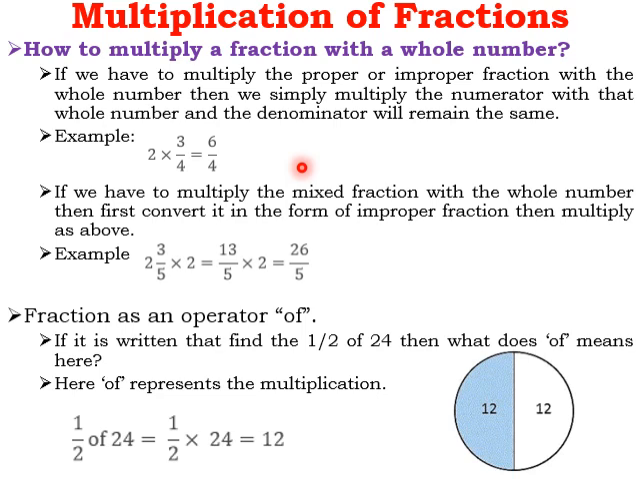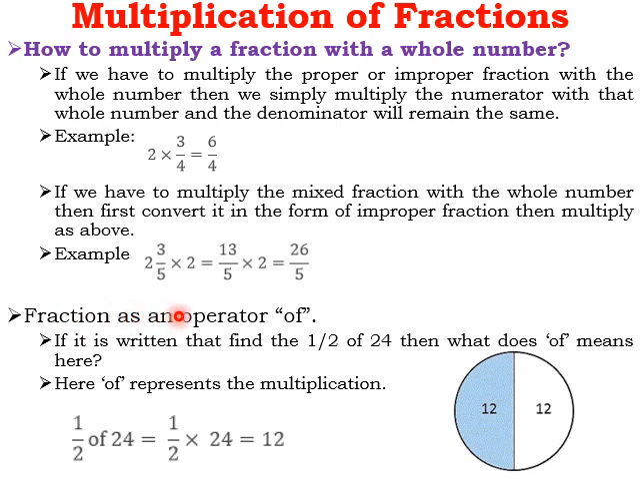If we have to multiply the mixed fraction with the whole number, then first convert it in the form of improper fraction and then just multiply as above. See the example? 2 whole 3 by 5 into 2. Now 2 whole 3 by 5 will become 13 by 5. 13 by 5 into 2 is 26 by 5.